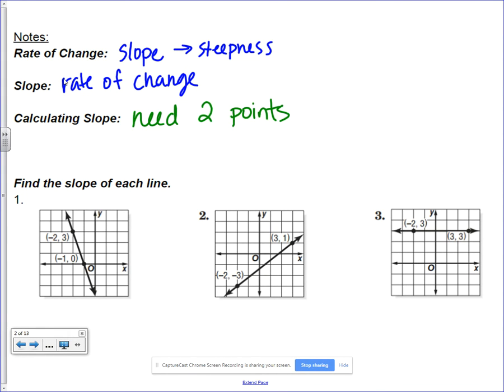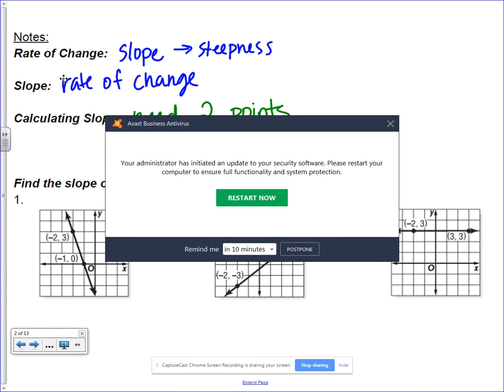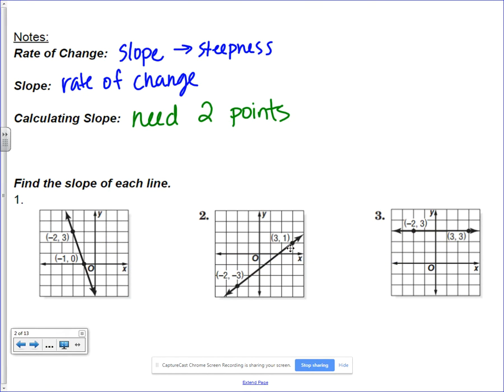Remember, points are also called ordered pairs. Folks, what variable comes first in an ordered pair? X, and then what comes after X in an ordered pair? Y. X comma Y, right? So we've got to have 2 points. Good news is, if you have a graph, it's very easy. You are just going to count the rise over the run. And that probably is a familiar phrase to you, rise over run.